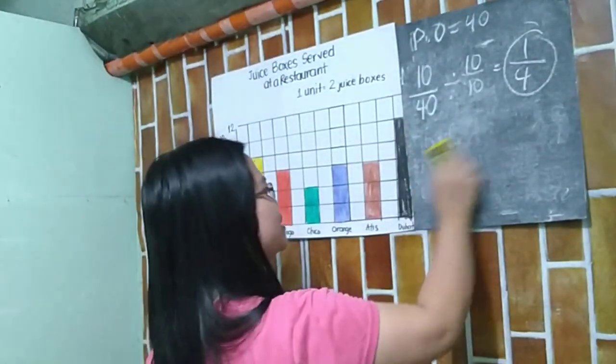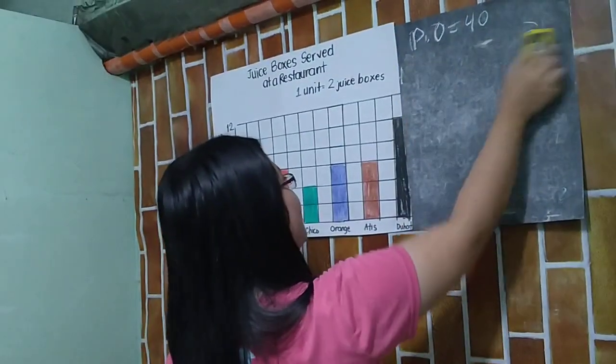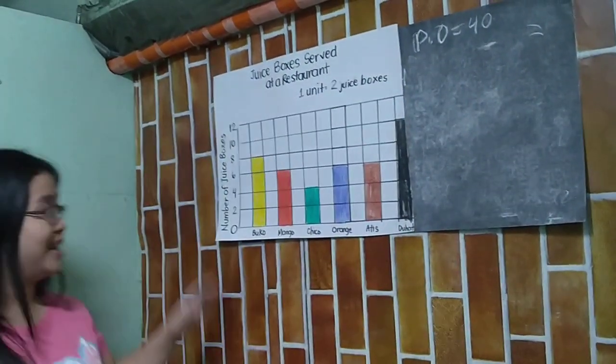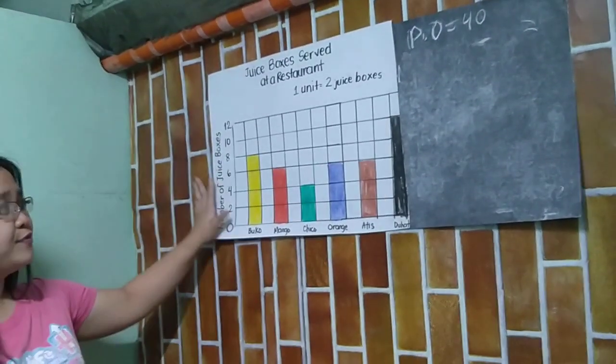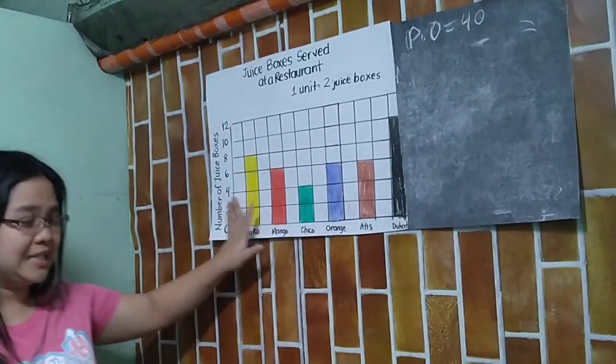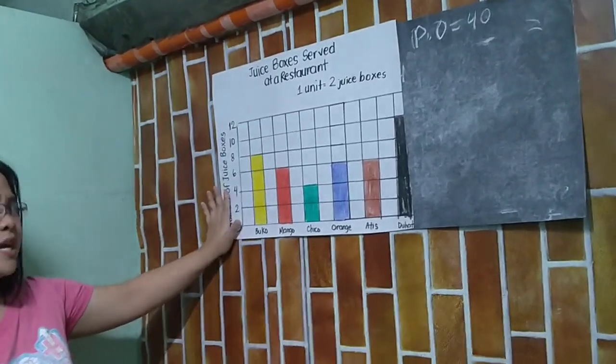So what have you observed in getting the probability in the graph like this? First and foremost, you have to observe carefully the details on our graph.